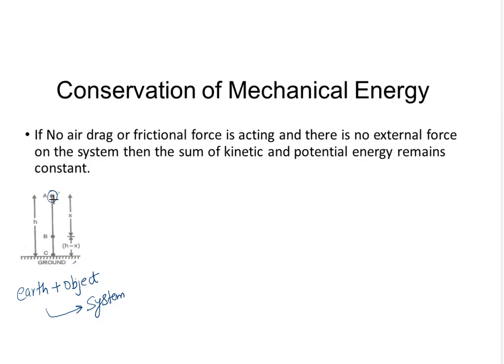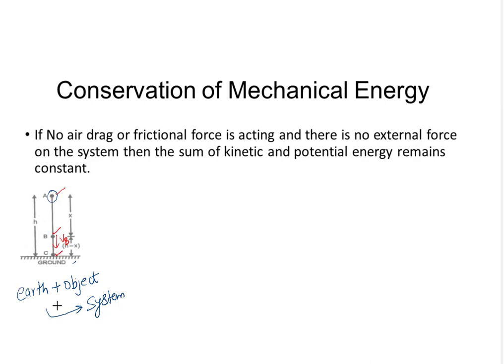What happens is, when you let go of this object from point A and it falls a distance x, the potential energy is decreasing, but the kinetic energy is increasing. According to conservation of mechanical energy, let's say the speed at B is in this direction and is equal to VB. So I can say that the total mechanical energy at A is equal to the total mechanical energy at B, which is equal to the total mechanical energy at C.